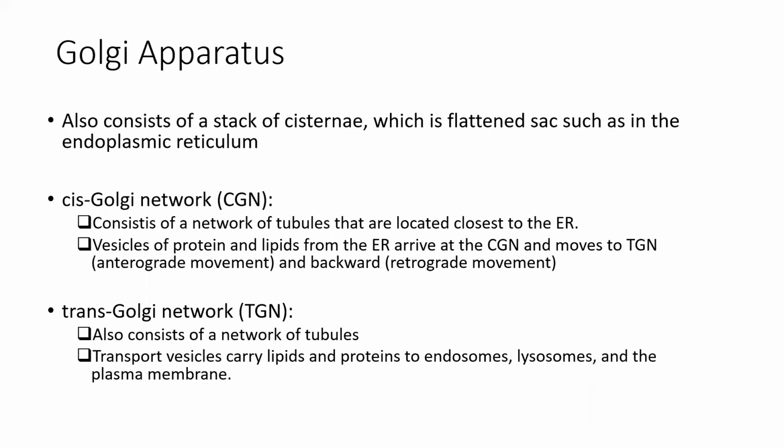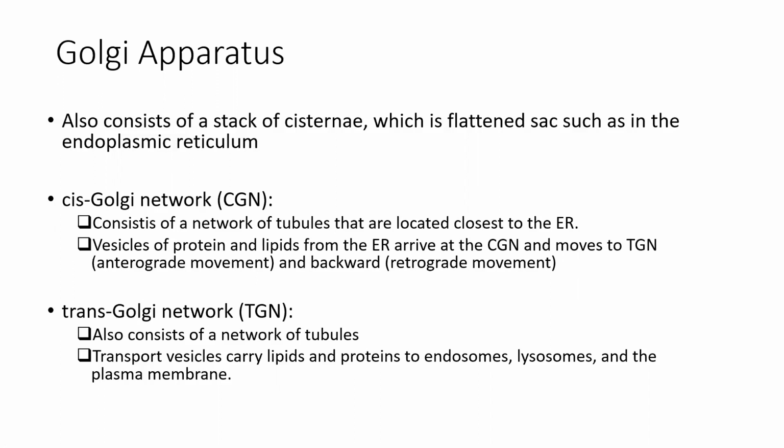Golgi apparatus: this consists of a stack of cisternae, which are flat sacs similar to the ER. They have two faces. The first one is the cis Golgi network, a network of tubules located closest to the ER. They receive vesicles with protein and lipid derived from the ER, moving from the cis Golgi network to the trans Golgi network by anterograde movement, and the movement backward is considered retrograde movement.